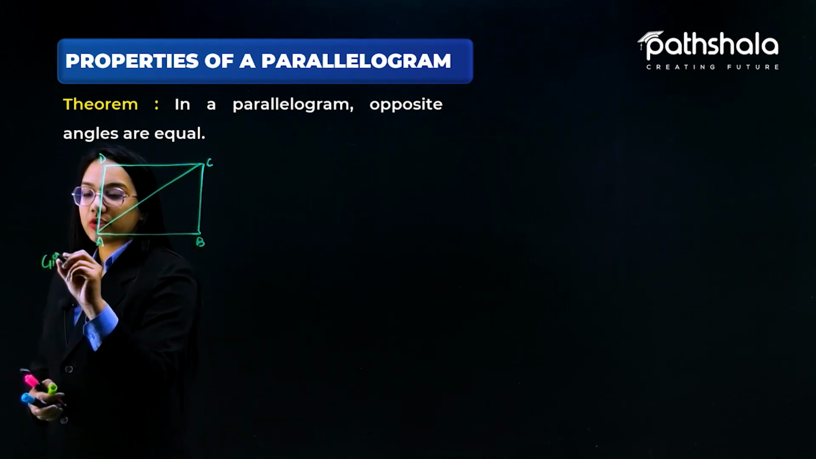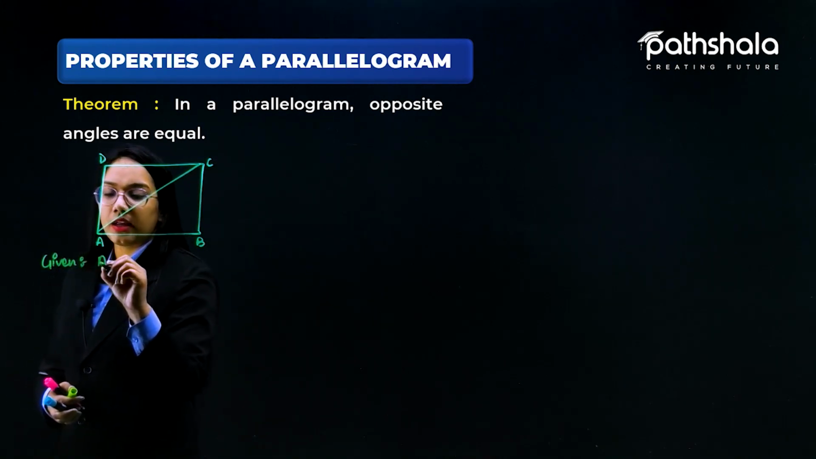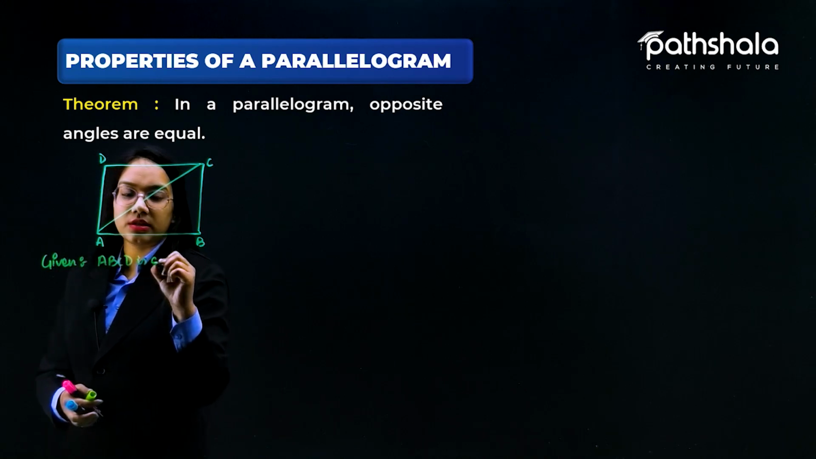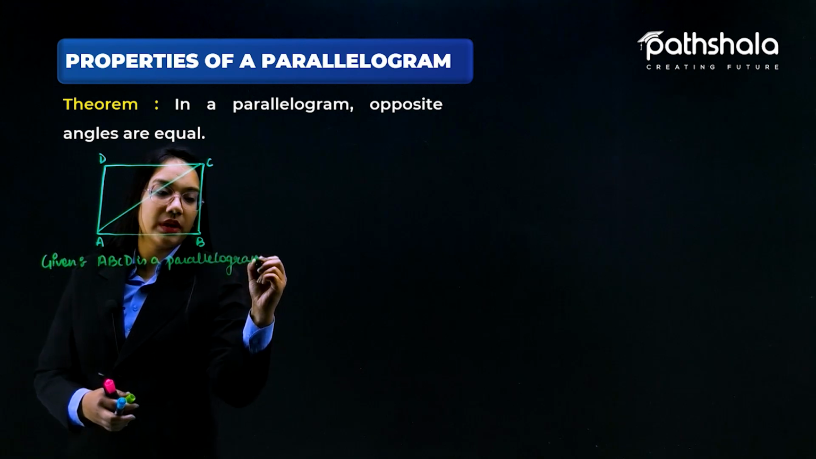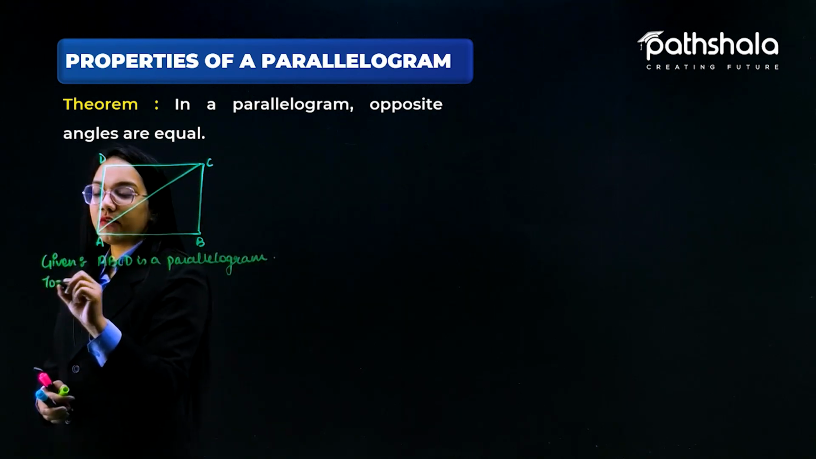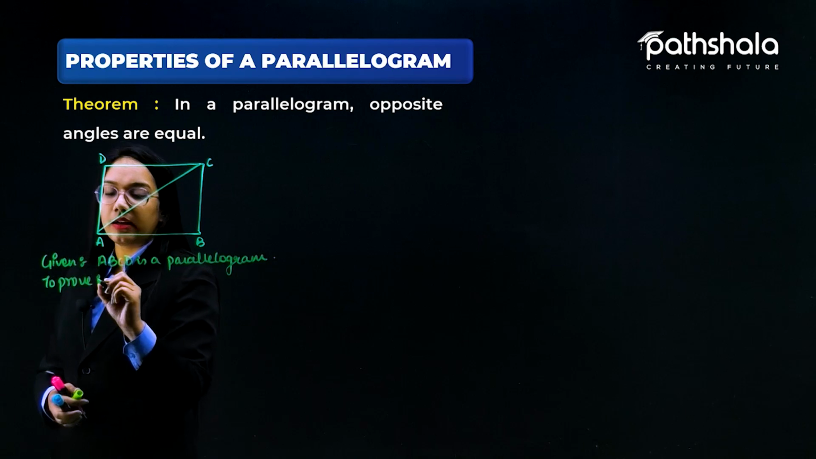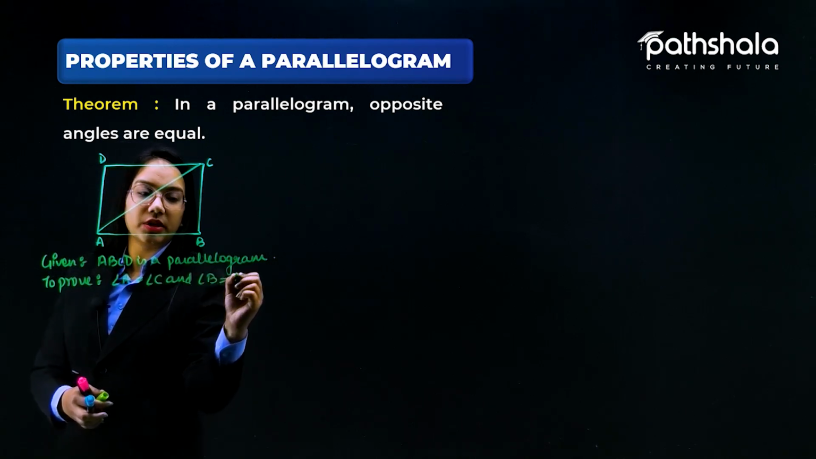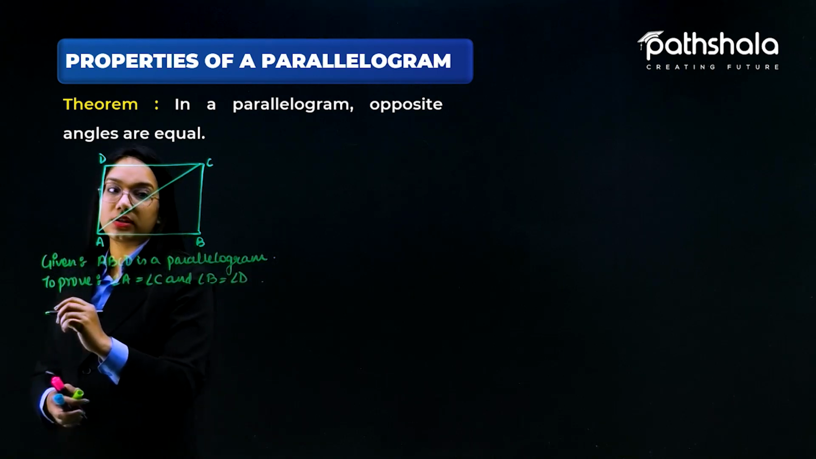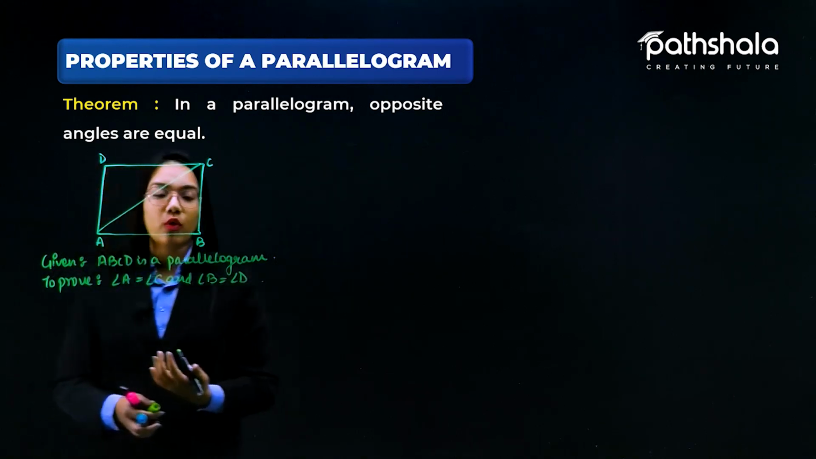So let us take as the given condition that ABCD is a parallelogram. Furthermore, we have to prove that angle A is equal to angle C and angle B is equal to angle D. This is what we have to prove over here.